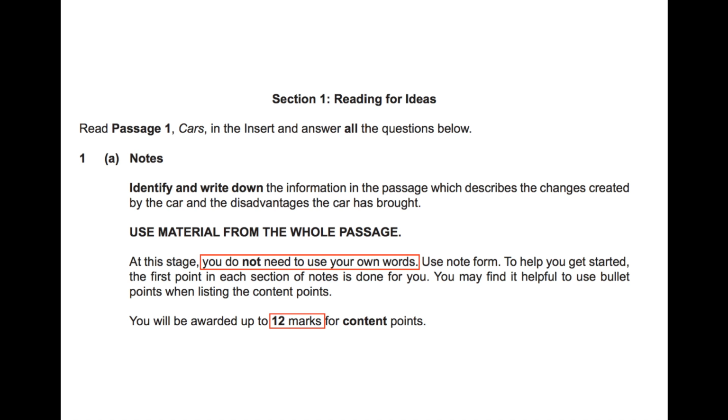And the maximum number of points you can get for this section is 12, which means that you should have at least 12 points written down, if not more. Because if some of your points are wrong, then the examiner will jump over the wrong ones and continue marking until they get to 12 marks or they get to the end of your answers.